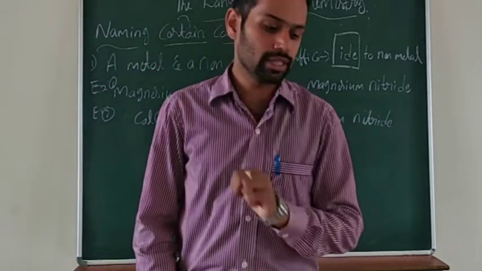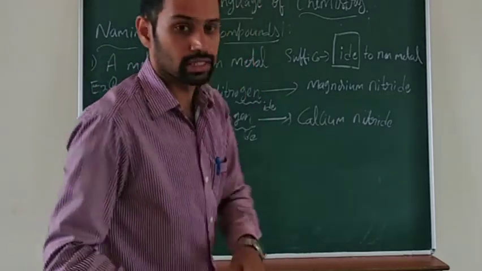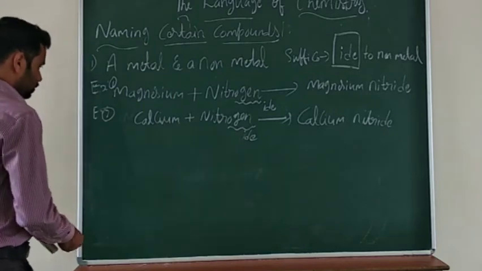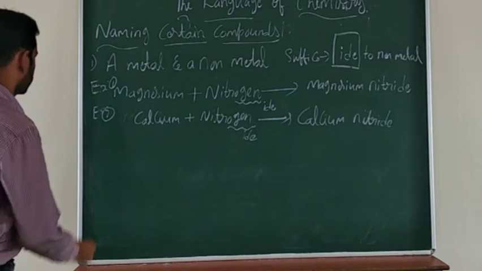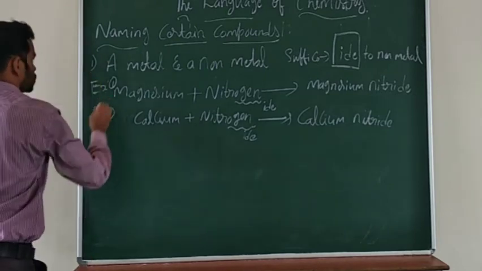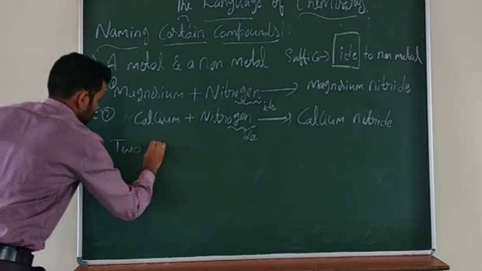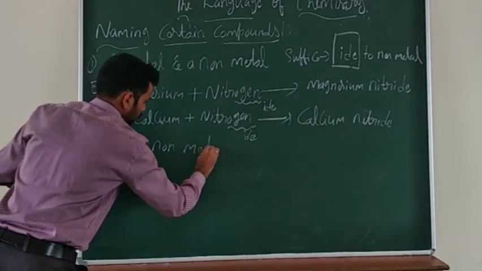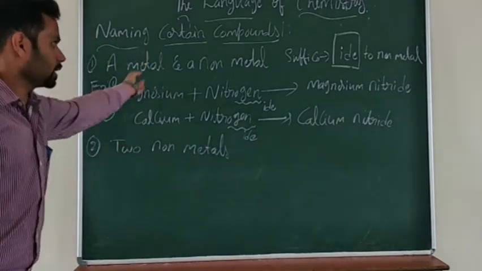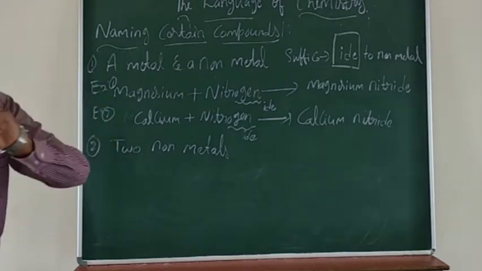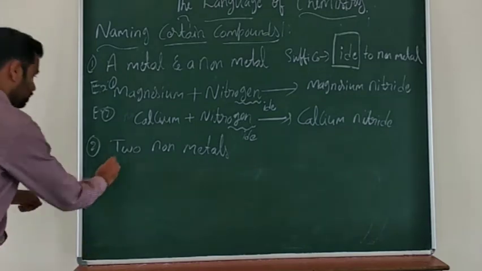When two non-metals are there, how to name the compounds? So the first one was a metal and a non-metal. The second one is two non-metals. At that time, how to name the compound?